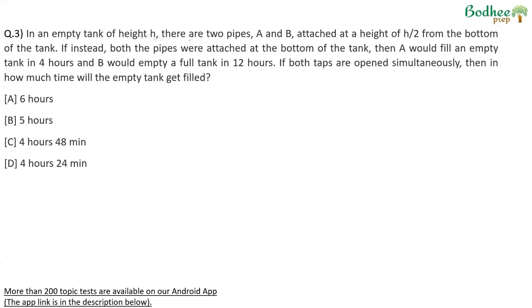In an empty tank of height h, there are two pipes A and B attached at a height of h by 2 from the bottom. If instead both pipes are attached at the bottom of the tank, then A would fill an empty tank in 4 hours, B would empty the full tank in 12 hours. Suppose the tank is of 12 liters.